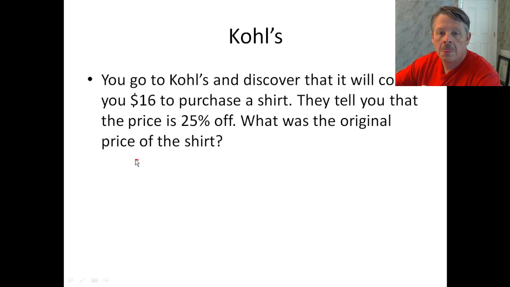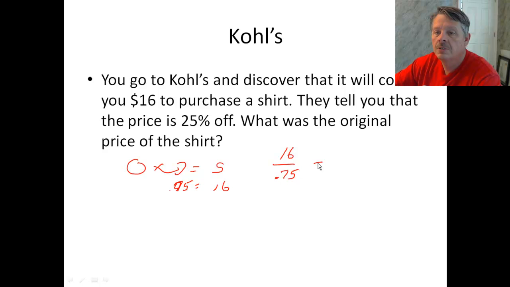Okay, welcome back. My original price times my discount is equal to my sale price. My sale price is $16. My discount is 0.75. I'm paying 75% of the price of the shirt. So what is the original price of my shirt? Well, it's $16 divided by 0.75, which, if I'm not mistaken, is going to give me $20 as the original price of the shirt.